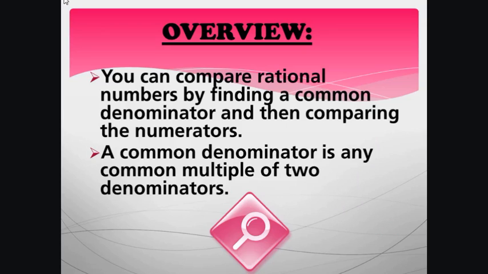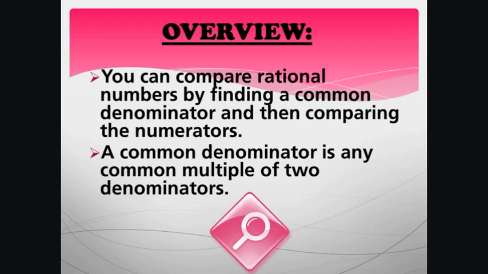This is also a quick overview for you guys to know. You can compare rational numbers by finding a common denominator. So the denominator of all of the fractions needs to be the same. And then you can compare the numerators. Because keep in mind, what we do to the bottom, what we do to the denominator, we have to do to our numerator, the top value. So having a common denominator is any common multiple of two denominators.